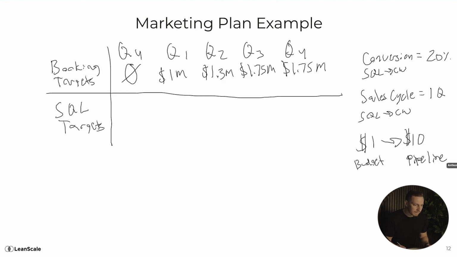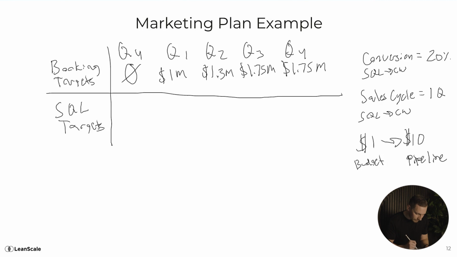So something that we're going to go back and take a look at is the SQLs needed to hit those booking targets. Again, we're going to be starting with those booking targets as the basis and foundation for what the SQL targets need to be. And this is why this offset is so important. So the first quarter I'm going to be looking at is actually Q4 before Q1.